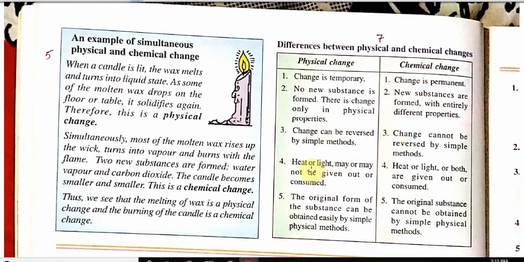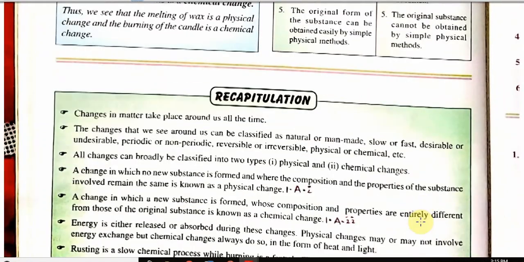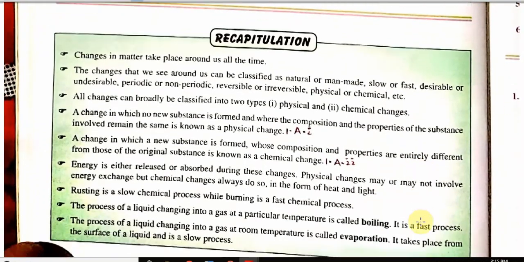In physical change, light or heat energy may not be given out, but in chemical change, light and heat energy are given out. Original substance in physical change can be obtained. In chemical change, original substance cannot be obtained by simple means. So students, this was a very easy chapter and we have come to the end of this chapter.